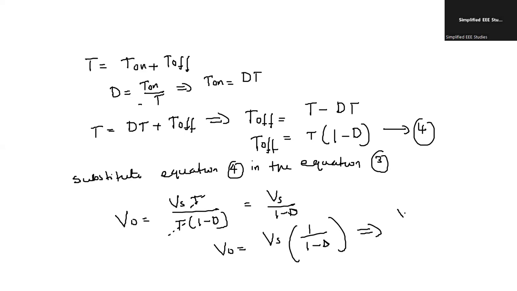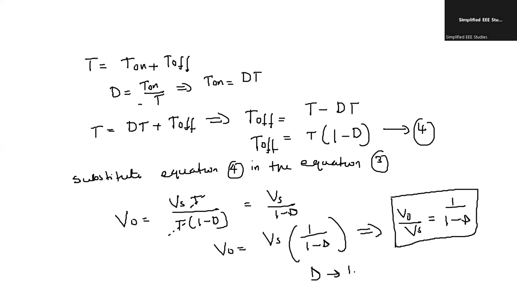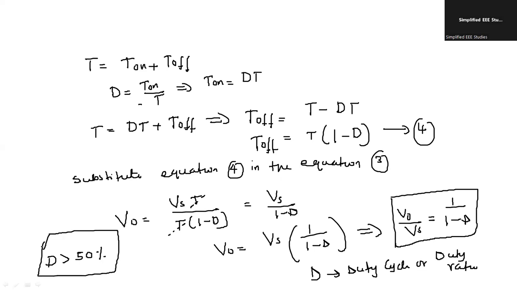Therefore, the ratio of output divided by input of a boost converter or a step-up converter is 1 by 1 minus D, where D is known as the duty cycle or duty ratio. Remember, in the case of a step-up chopper, the duty ratio will always be greater than 50%. That is a general fact I wanted to inform you. So this is the relation between input and output voltage of a step-up chopper or a boost converter.